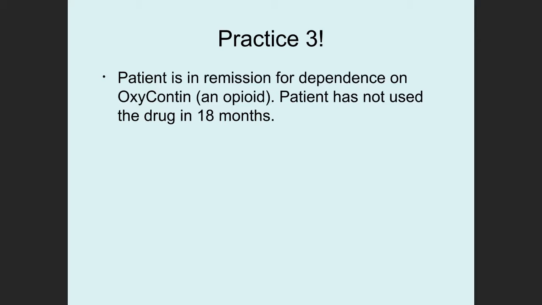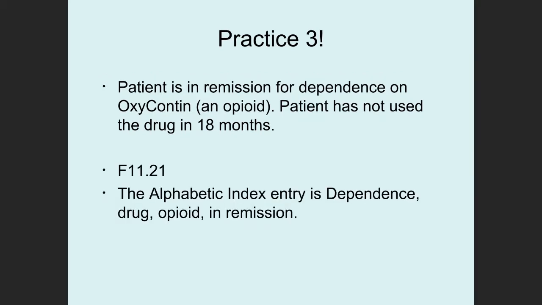So this is uncomplicated. Here's another practice. Patient is in remission for dependence on oxycodone, an opioid. Patient has not used the drug in 18 months. Pause it if you wish. Okay, the code is F11.21. The alphabetic index entry is dependence, drug, opioid, in remission. The fourth digit, 2, is dependence. Fifth digit, 1, remission.